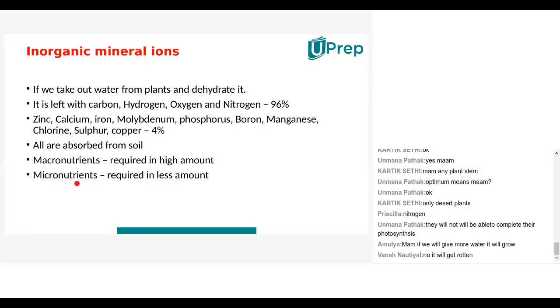So what are macronutrients and what are micronutrients? Macronutrients are nutrients which are required in very high amounts. Right? You require them in high amounts. Like, you really need them in a few grams per month.